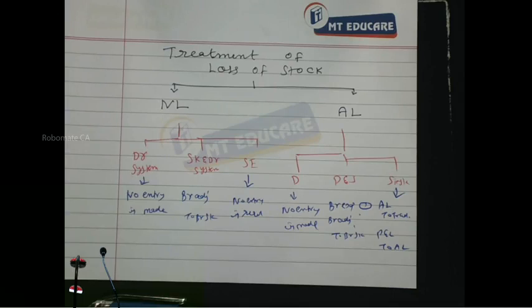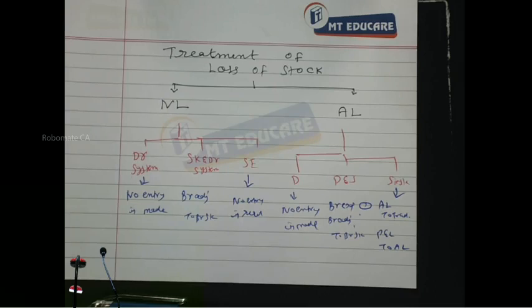branch adjustment to branch stock, and in final accounts no entry. Abnormal loss. First the debtors system, no entry. Which means under debtors system no entry is required for abnormal loss. No entry is required for normal loss and no entry is required for abnormal loss.